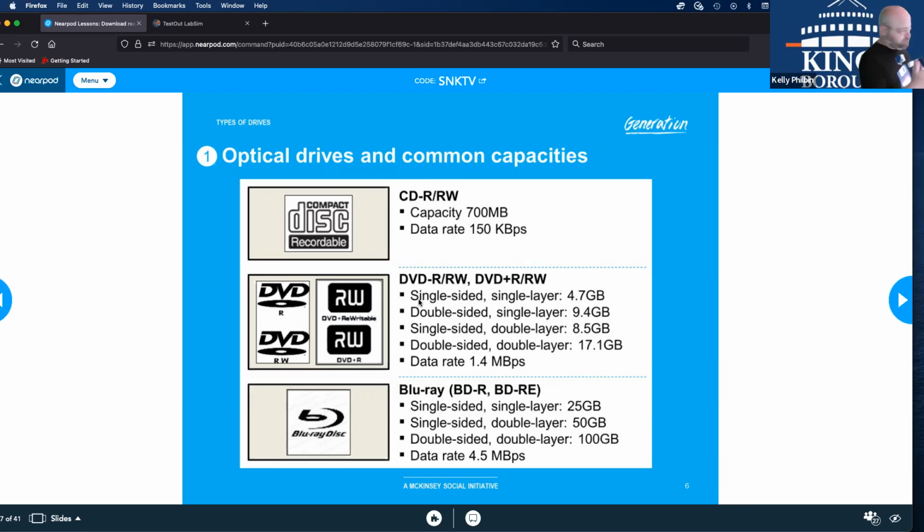So just have an idea. DVDs around 4.7 to 17.1, Blu-ray 25 to 100. I think 4K, we're getting even higher. And then your CDs around 700 megs. Questions?